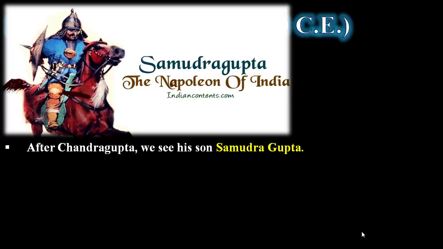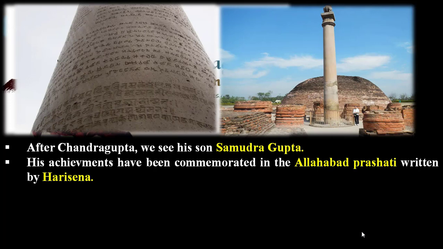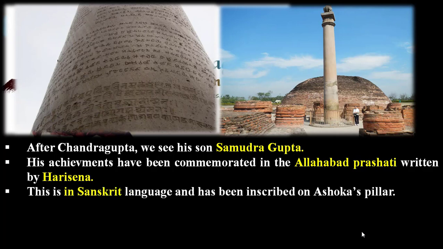Next is Samudra Gupta, known as the Napoleon of India. After Chandragupta, we see his son Samudra Gupta. His achievements have been commemorated in the Allahabad Prashasti written by Harisena.